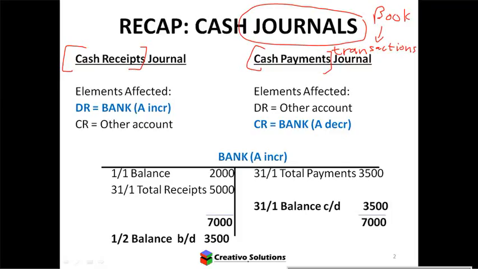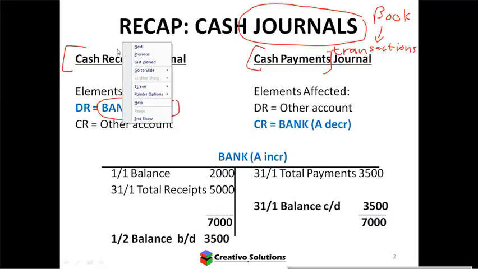When I receive money, it doesn't matter where it came from, what's going to happen to bank? It's going to go up. Bank will be positively affected. We know what bank is, it's an asset. Assets increase on the debit. And that's key in terms of the effects.